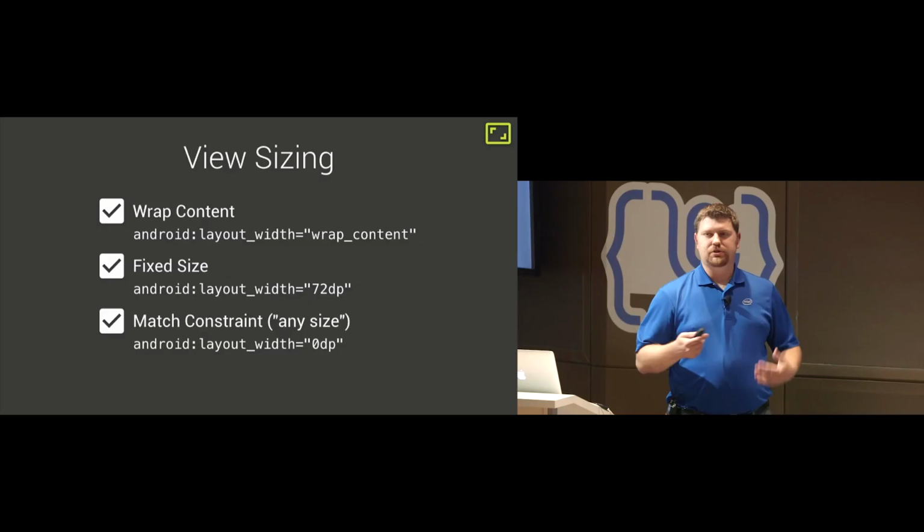Okay? Match constraint, using the same example, instead looks like this. So with that fully constrained view, you get the same behavior. So if you were to do match parent or 0 DP on a fully constrained view, you would get that filling the space minus the margins. Match constraint, however, behaves a bit more like wrap content on a dimension that is only constrained on one edge, which is a bit more of a sane default than what we saw before. So generally speaking, wrap content, fixed dimension, and 0 DP, meaning match constraint, or you might also hear the term any size, are the three primary ways that you would apply sizes to a view inside of constraint layout.